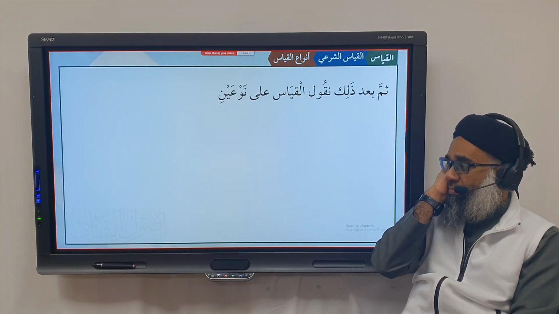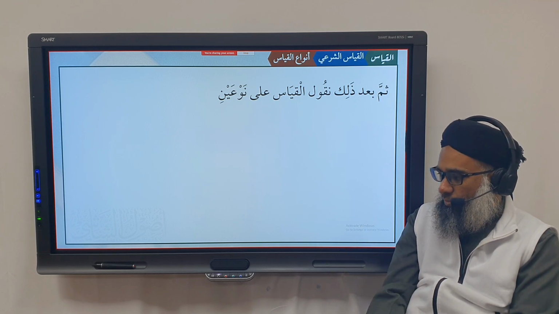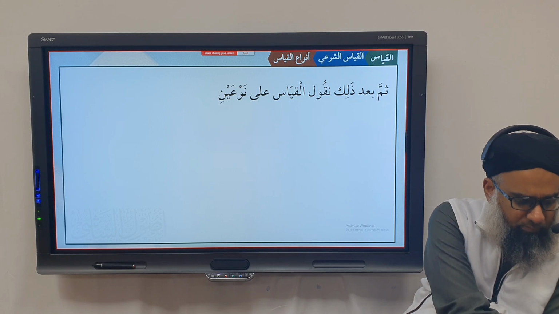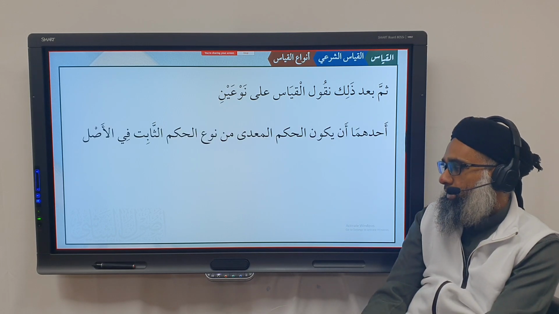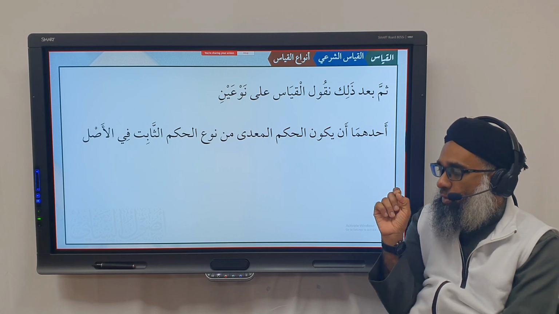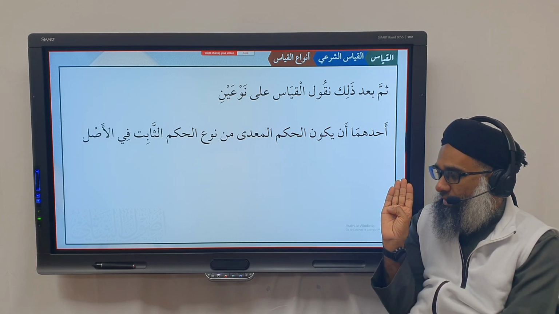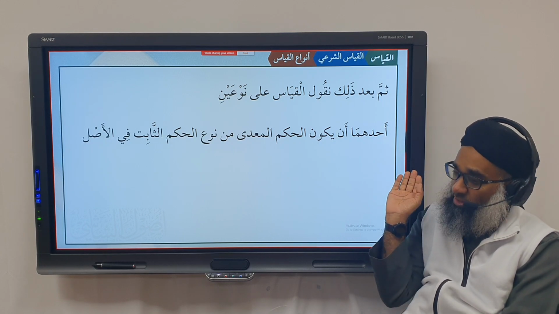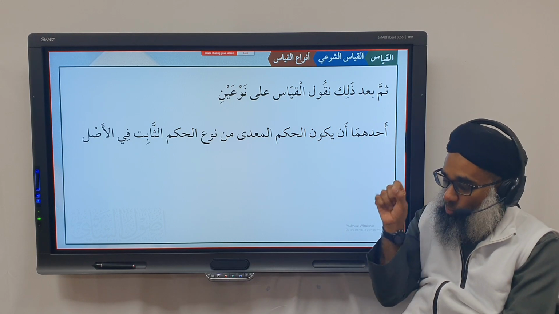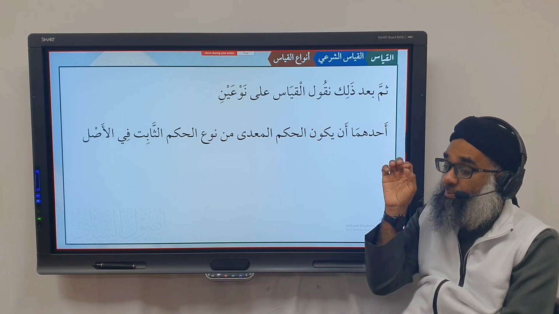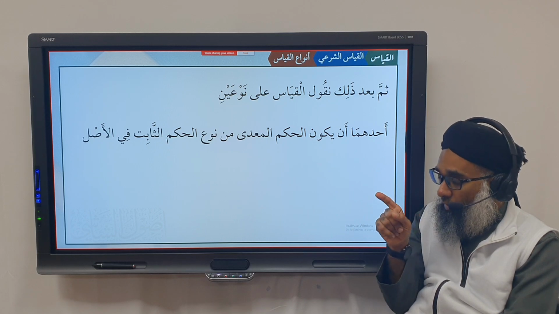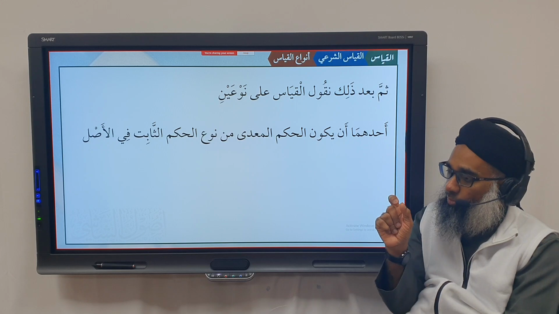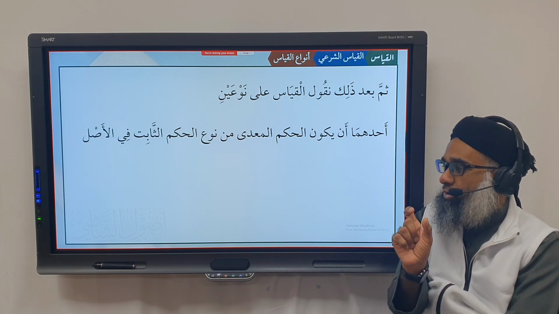What we're saying here is ثُمَّ بَعْدَ ذَلِكَ. After this, we are going to say qiyas is of two types. What are the two types of qiyas? أحدهما أن يكون الحكم المعد من نوع الحكم الثابت في الأصل. That the hukm being transferred is from the same naw as the hukm which is being transferred from the asl. So the asl and the far' are from the same naw. And the other is from the same jins.